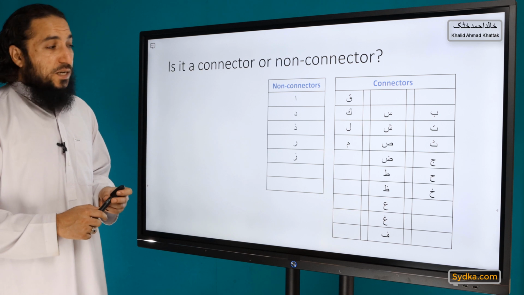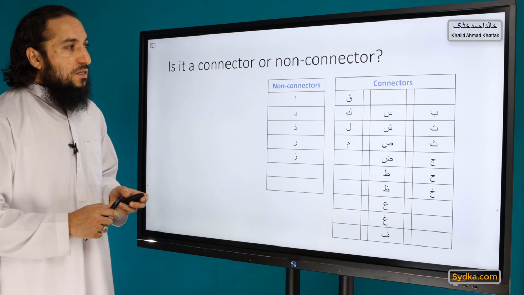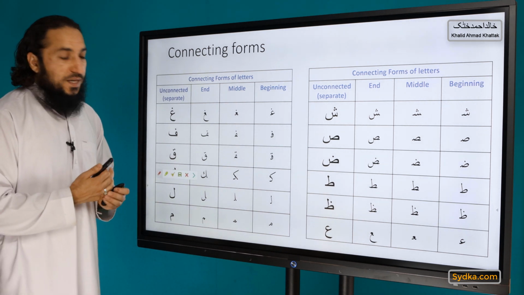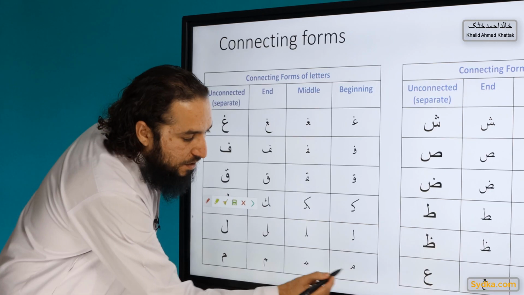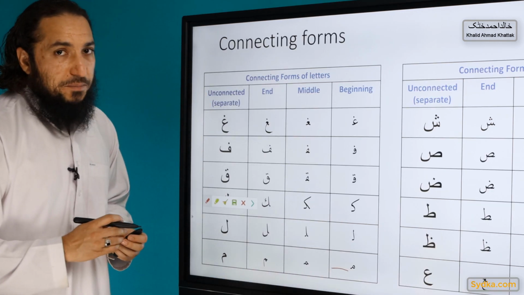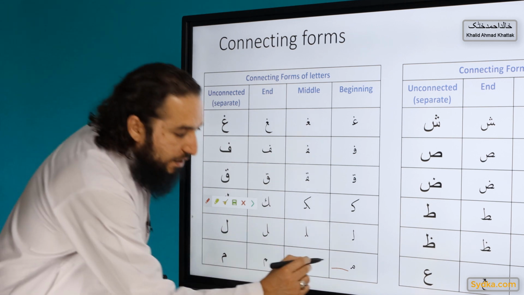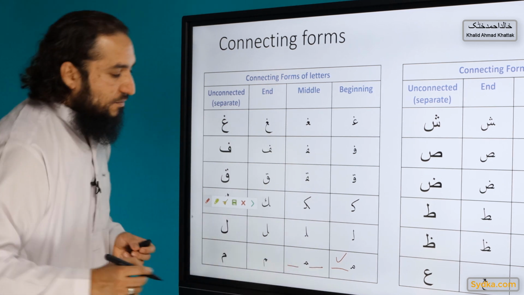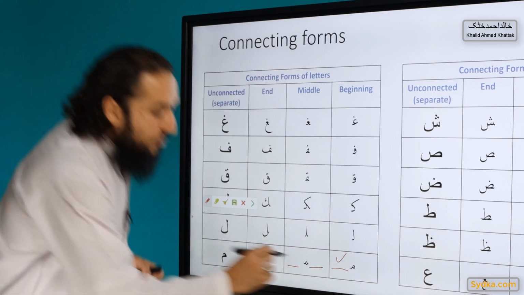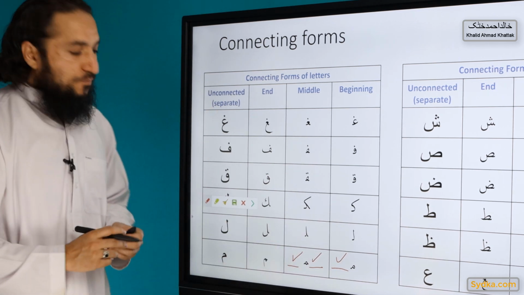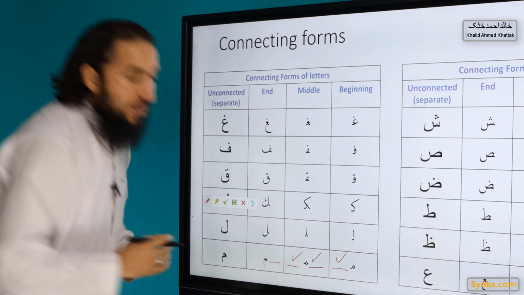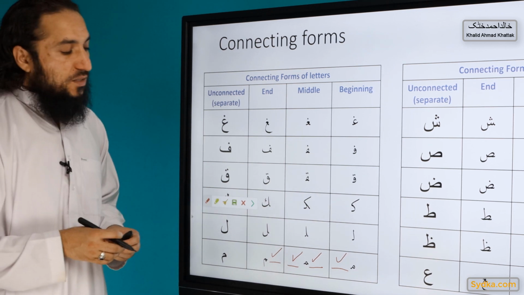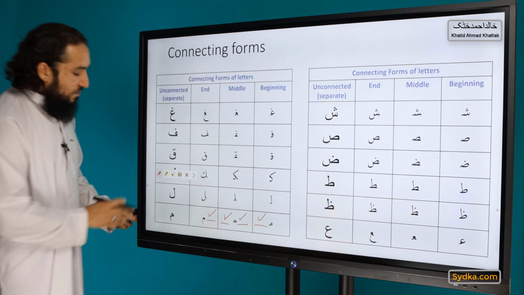So is it a connector or non-connector? It is a connector, because if you see its connecting forms, that fulfills the condition of a connector. For example, if you have Meem in the beginning of a word, then you can connect other letters after it, and if you have it in the middle, then you can have other letters before it or after it. If you have it at the end of a word, then you can have other letters before it. These are the properties of a connector, so hence it is a connector.